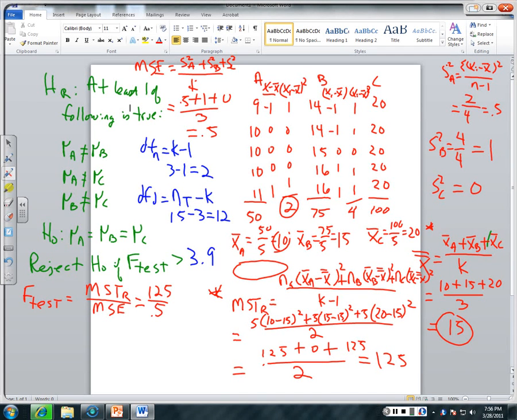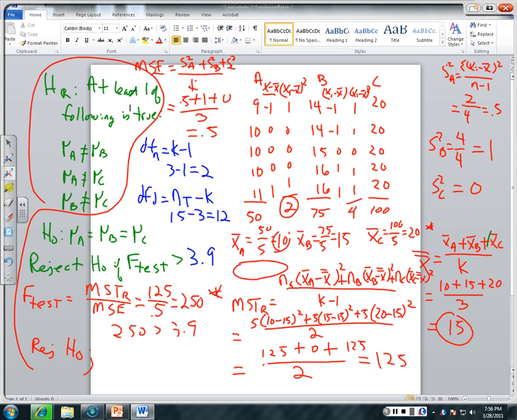That's MSE. That's 250. And 250 is greater than 3.9. So we reject H0. And we conclude at least one of the following is true. We've rejected H0. We've said that they're not equal.